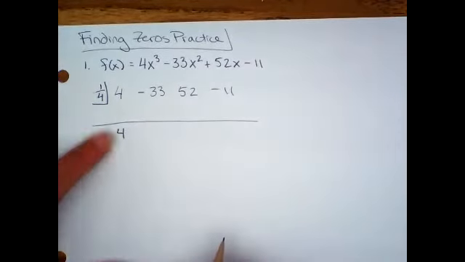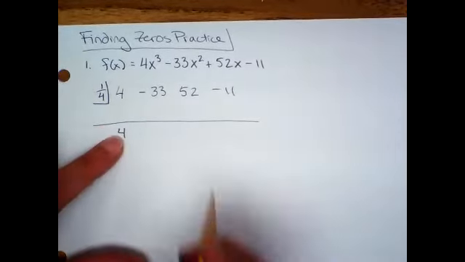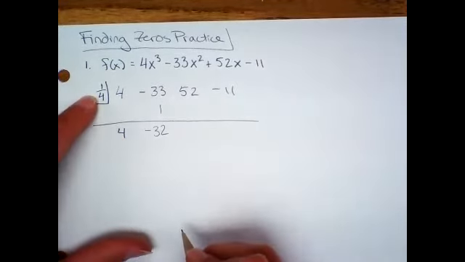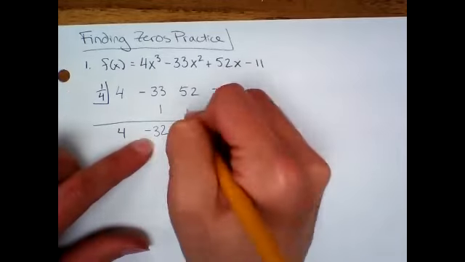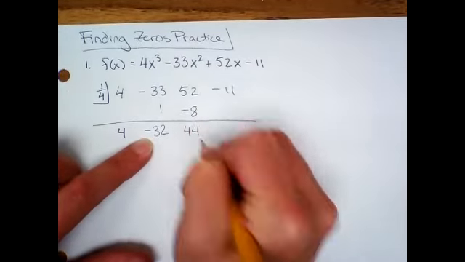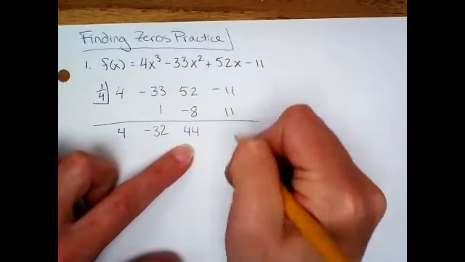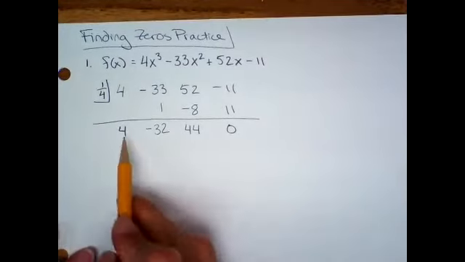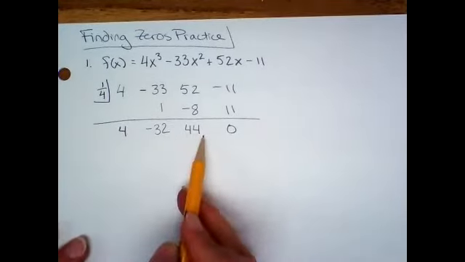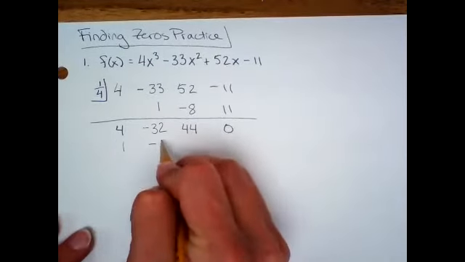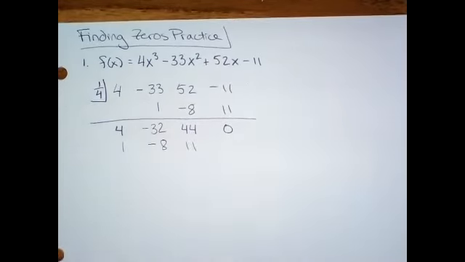All right, so 1/4 times 4. 1, good. Add the column, -32. 1/4 of -32, that'll be -8. Add the column, 44. 1/4 of 44 is 11. Add the column, you get 0. Now all of those will divide by 4. So let's reduce them and make the number smaller. It'll be 1, -8, 11.